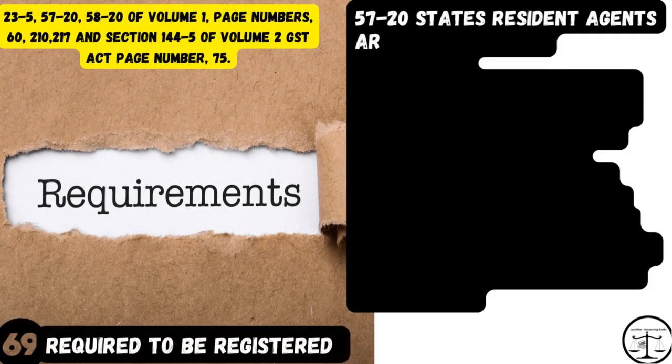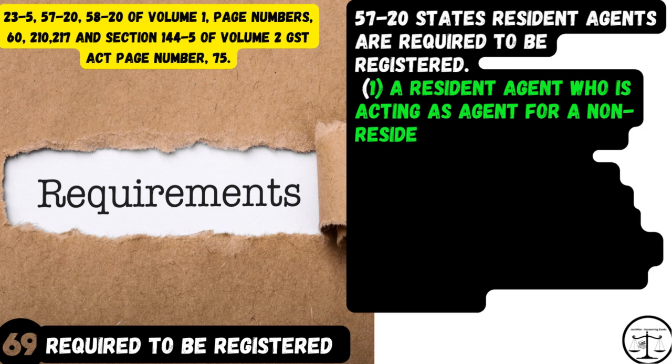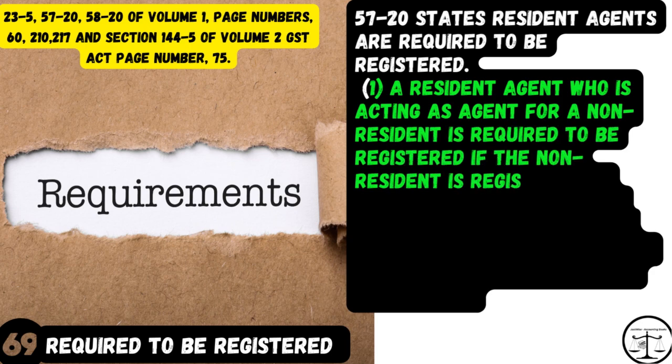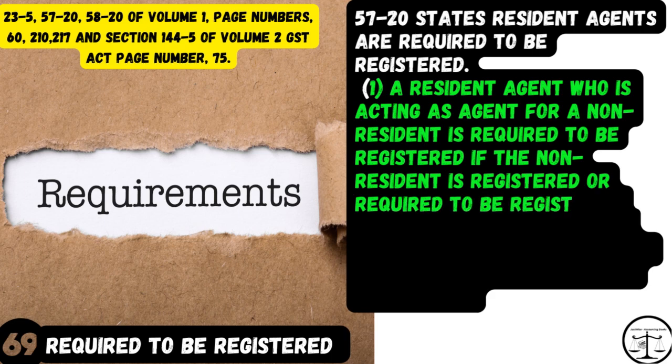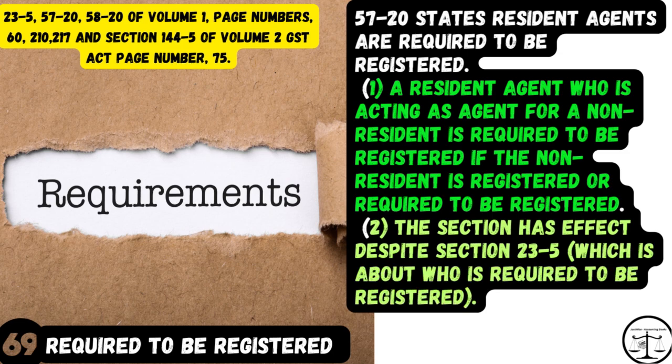57-20 states resident agents are required to be registered. 1. A resident agent who is acting as agent for a non-resident is required to be registered if the non-resident is registered or required to be registered. 2. This section has effect despite Section 23-5, which is about who is required to be registered.